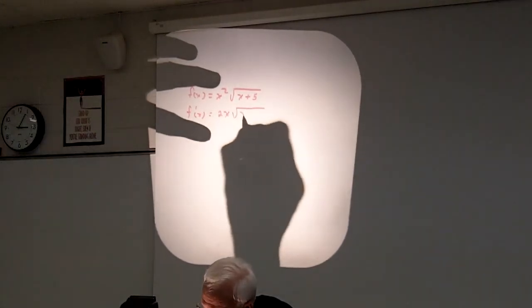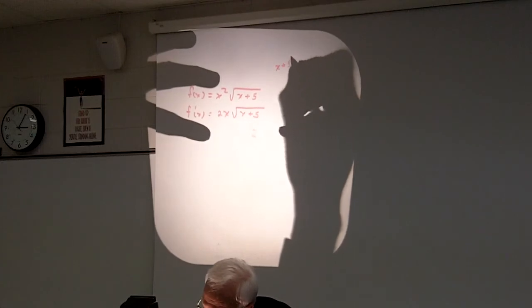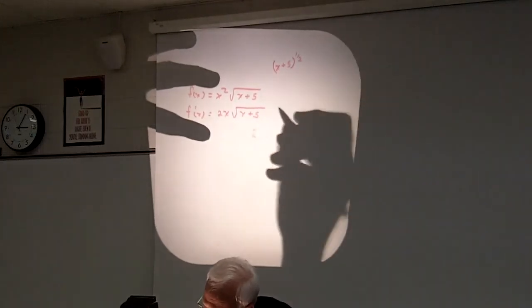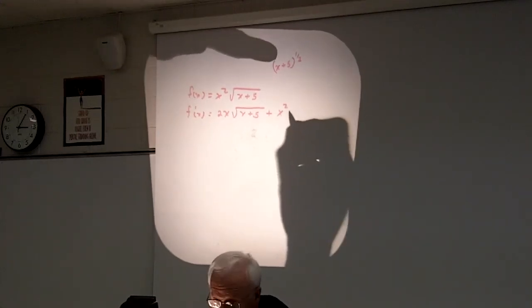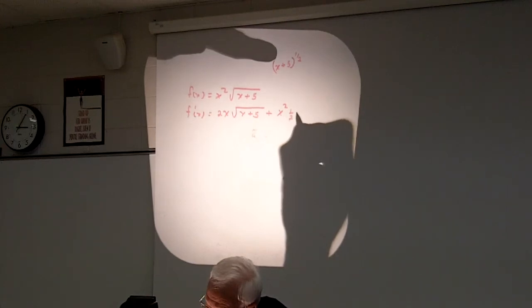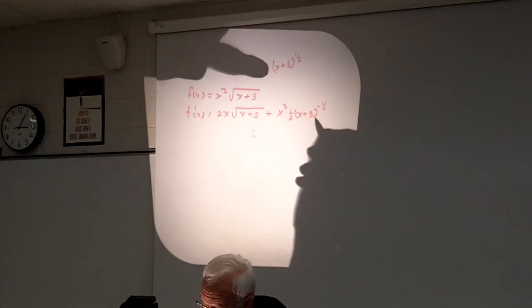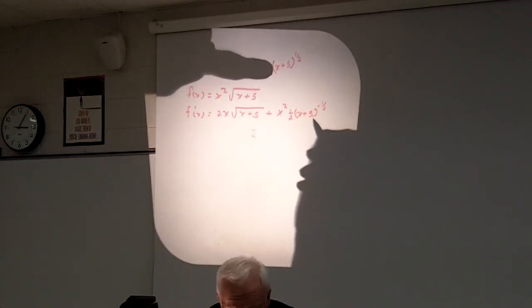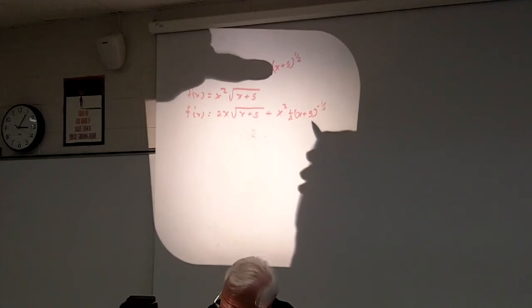2x times the square root of x plus 5. And now I'm going to write it this way so I can do this in my head, because otherwise I can't do it. And that's going to be plus x squared times 1/2 times x plus 5 to the negative 1/2. Are you with me? Times 1. Now don't forget that 1, even though it doesn't matter in this problem, often it's there and then we have trouble.